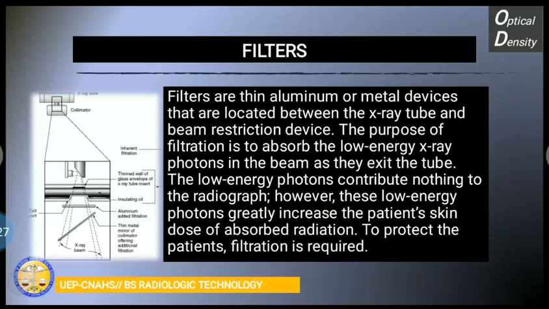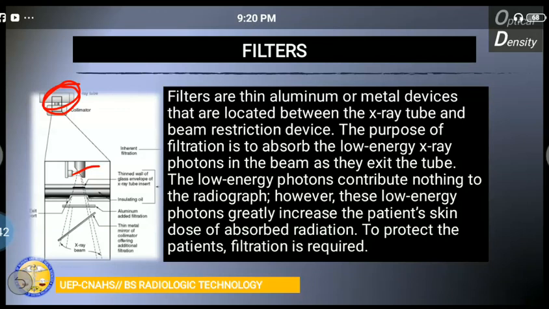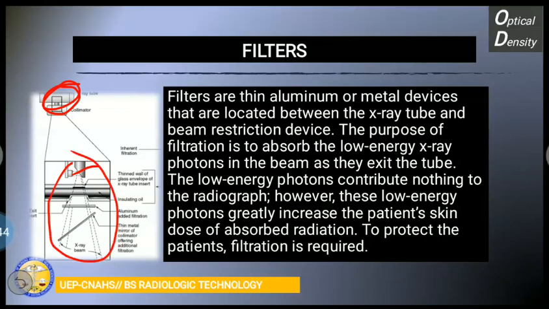Filters are thin aluminum or metal devices that are located between the X-ray tube and the beam restriction devices. Okay, nandito siya. Ito, masyado in-expound lang kung ano yung component nito. So makikita natin ito dito. Ito yung portion na yan, yung filter. So, meron tayong inherent, meron tayong added.